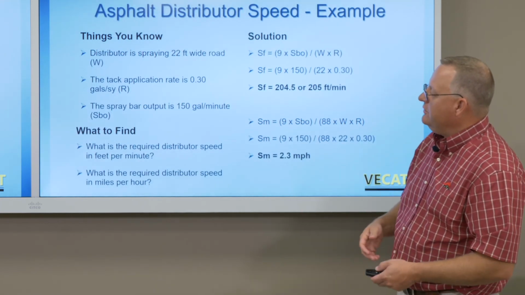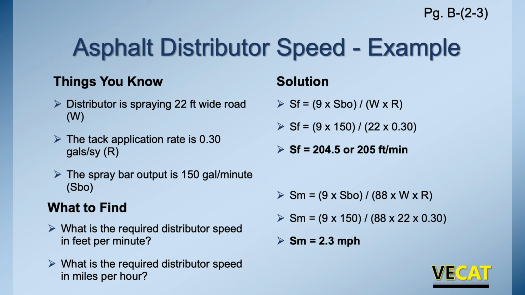So what do you need to know? All right, so we're looking at it. We've got a distributor that's spraying a 22-foot wide road. The TAC application rate is 0.3 gallons per square yard. The spray bar output is 150 gallons per minute, so that's what it's able to do.